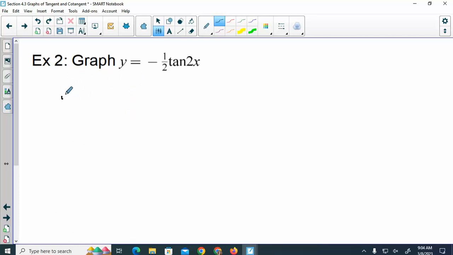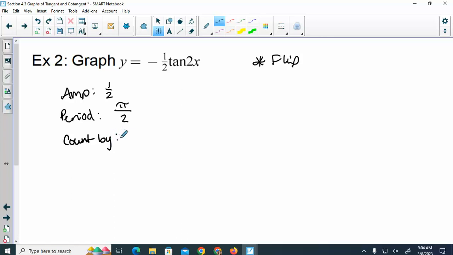What is my amplitude? 1/2. What does the negative do? Period. Normal period for tangent is pi, so you do pi divided by the coefficient of x, so pi over 2. Count by? Pi over 2 divided by 4. So we get pi over 8. The interval.